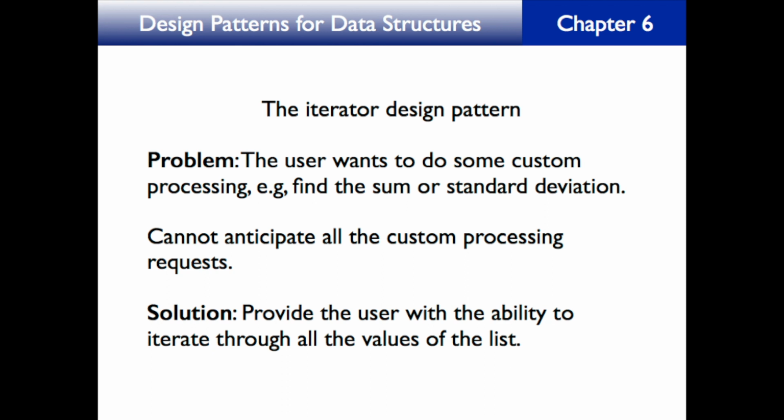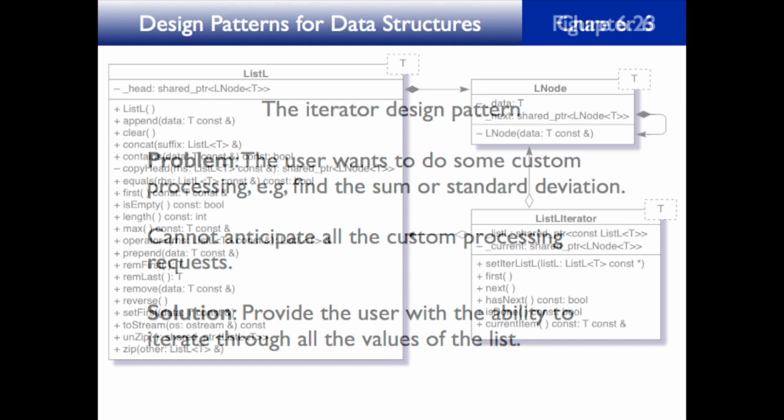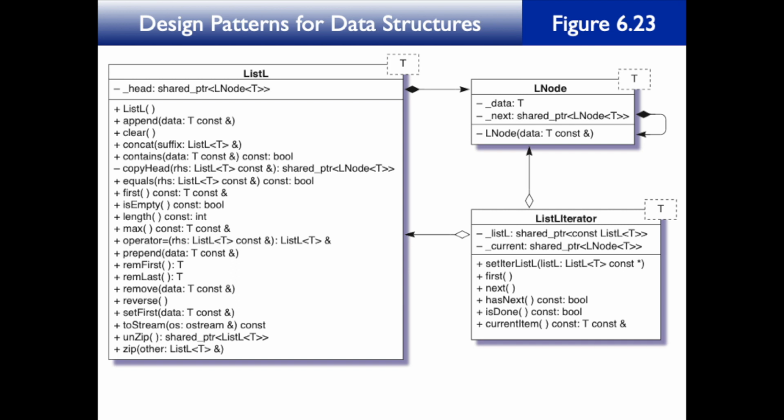So what an iterator does is it provides the user with the ability to access all the values of the list without knowing the details of how the list is constructed. Now, the way it works is shown in figure 6.23. So we note here that we have our normal list L, which is a template, and it has an underscore head, which is a pointer to a node.